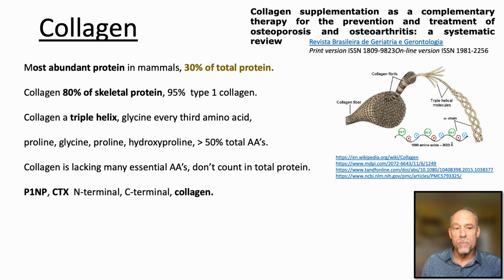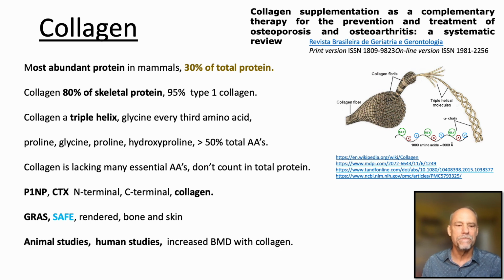Again, we know it's important for bones because the CTX is a C-terminal end of collagen. The P1NP is the N-terminal end of bone collagen. It is considered GRAS by the USDA, that is safe for ingestion, and it's rendered typically from bone and skin. Animal studies and human studies show increased BMD with collagen.